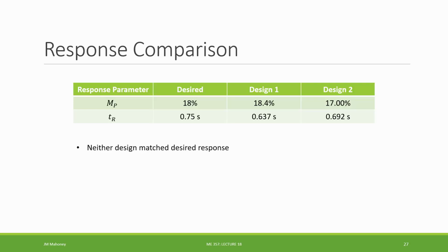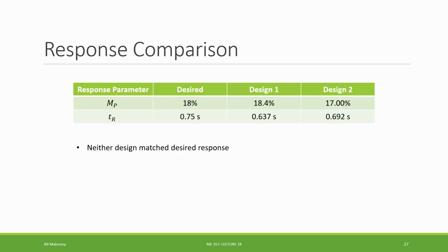So for the two designs that were chosen somewhat arbitrarily, at least what the zeros of the controller were, neither design matched our desired response. Now, these were only two of an infinite number of designs we could have had for our controller. I could have chosen an infinite number of zeros for my controller, and each one would have had at least slightly different max overshoots and rise times after simulation.